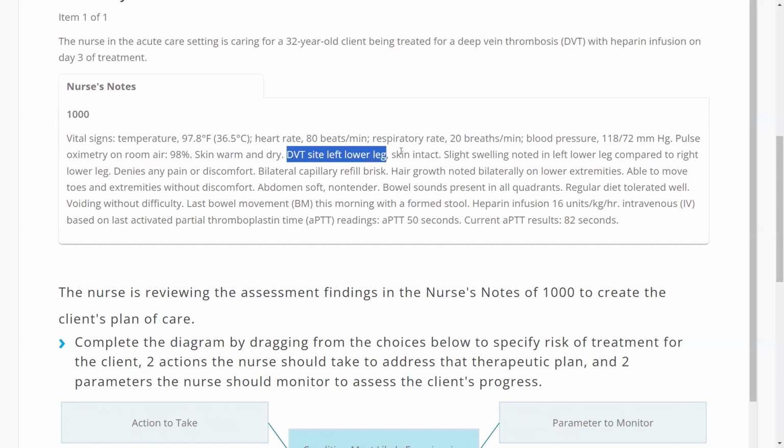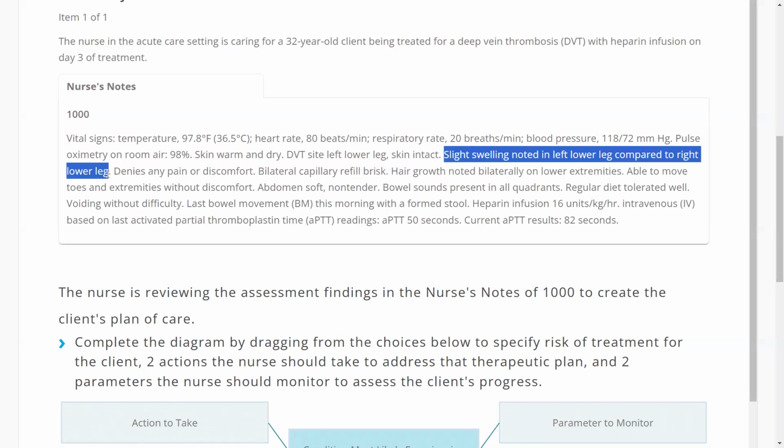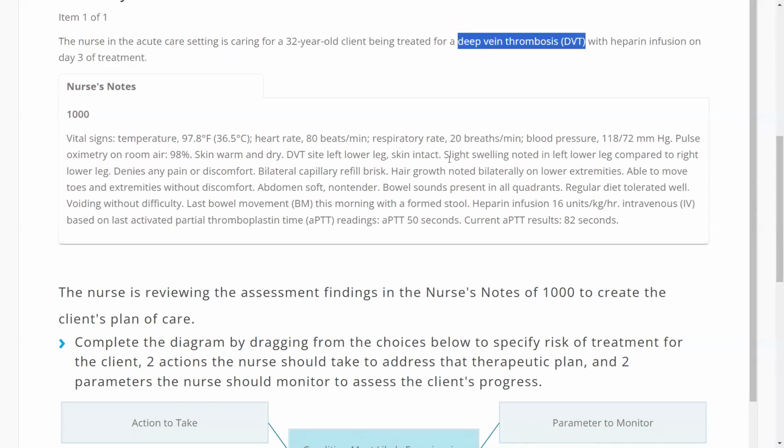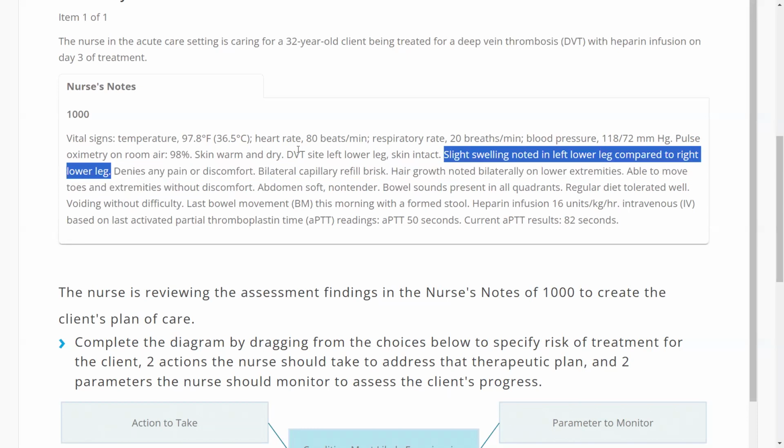Okay, left lower leg. The skin to that left leg is intact, but there is slight swelling noted in that left lower leg compared to the right. Now, this line that's highlighted is abnormal, right? But if it's abnormal and it connects to the diagnosis above, which is a DVT, then we're good, because we would expect the patient who has a DVT to have some slight swelling in the leg that's affected. And in this case, it's their left leg. They've got a little bit of swelling noted, no problem.